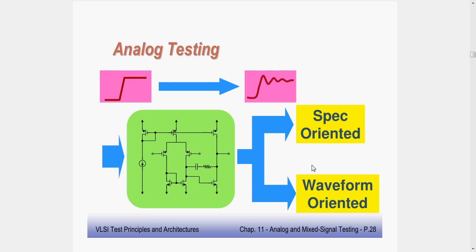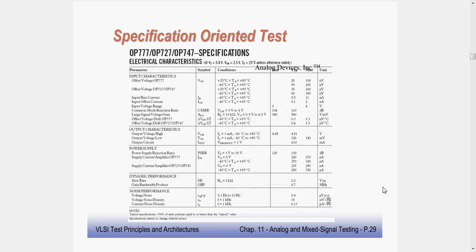In analog testing, we have two different types of testing methods. The first one is called specification oriented, or spec oriented, and the second one is called waveform oriented. Let me explain each one separately. First one, specification oriented test. So what is a specification?